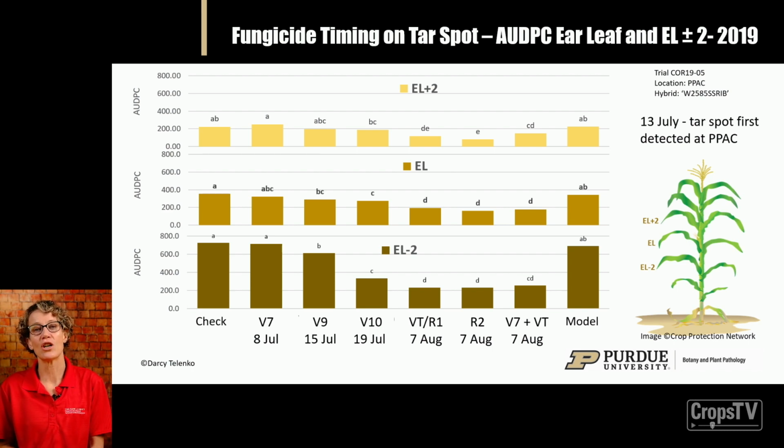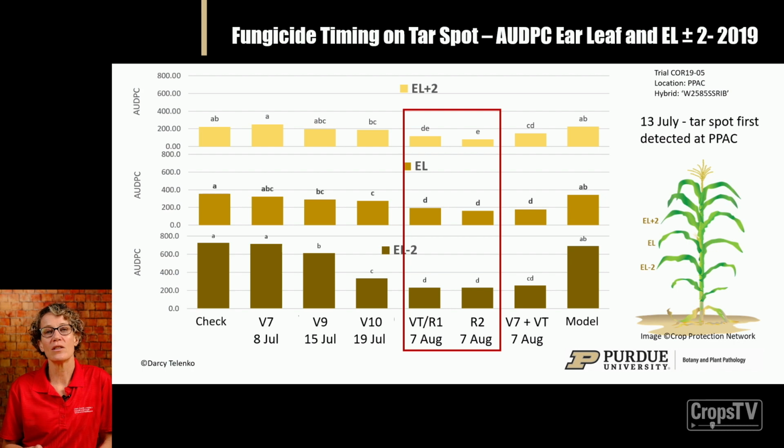then that tasseling application R2, we have a double application of V7 plus VT, and then the model. And what you can see is that in 2019, the best time to apply that fungicide was between VT and R2, and that's where we got a significant reduction in the amount of disease. Yes, that double application was not significantly different from the VT R2, but it wasn't better.